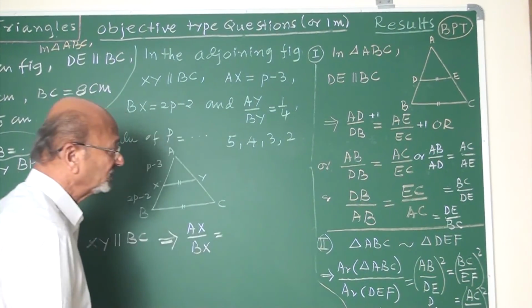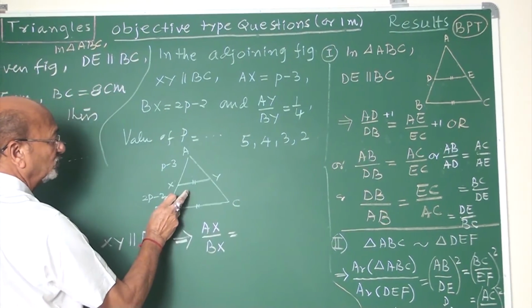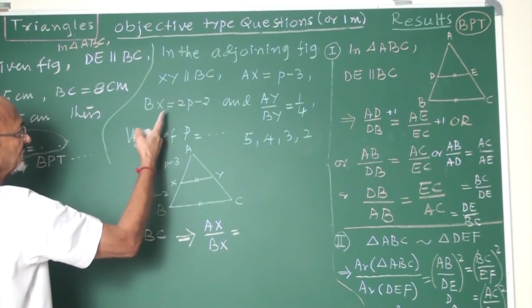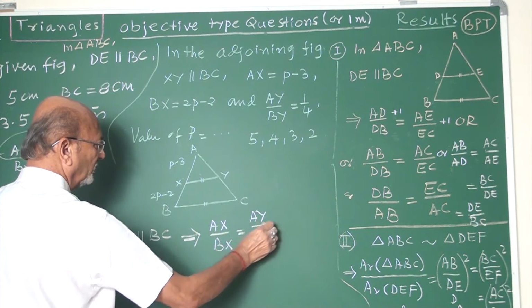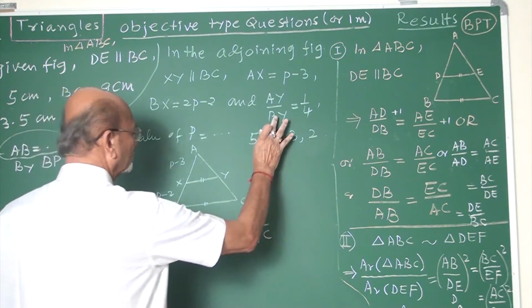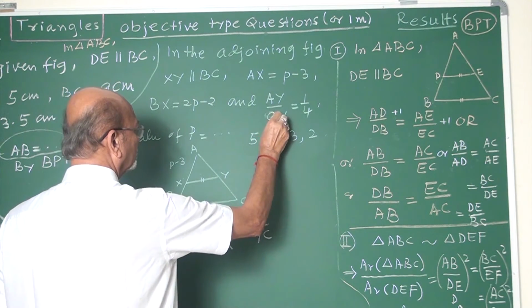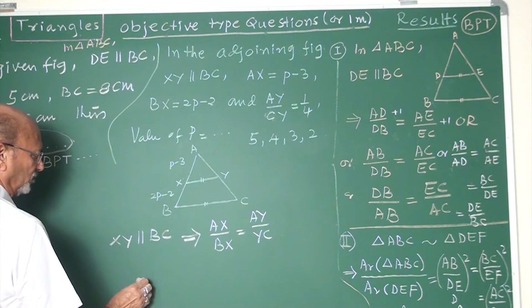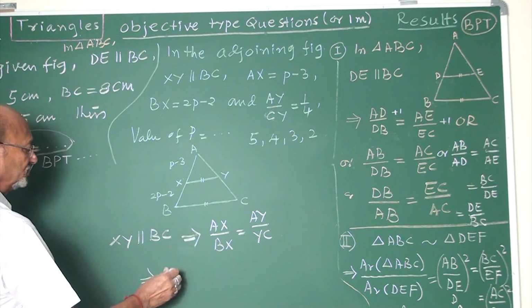So in this case, instead of taking AD upon AB and all these, my friends, you must use it related with the given example. AX upon BX is given. Next is what? This side, RHS. AY upon YC, or you can write AY upon CY. Or YC, anything. Put the values. What is the value of AX? AX is P minus 3.